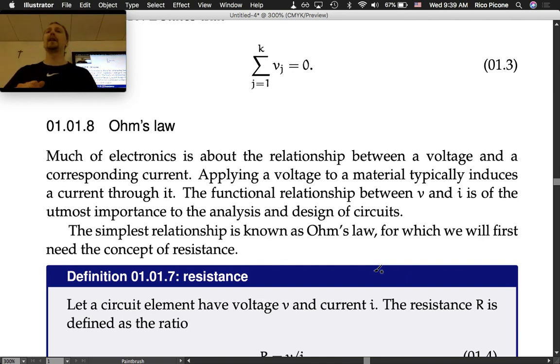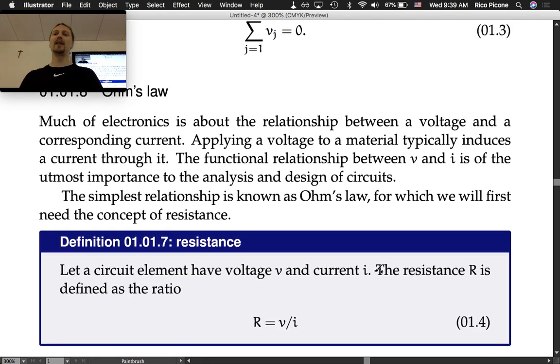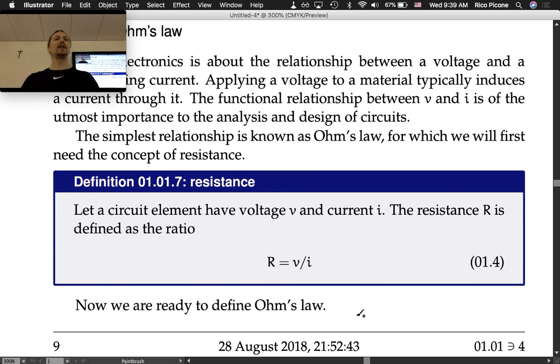The simplest relationship, so we'll start with the simplest. Okay, the simplest relationship is known as Ohm's law, for which we will need the concept of resistance. So let a circuit element have voltage V and current I. The resistance R is defined as the voltage V divided by the current I.